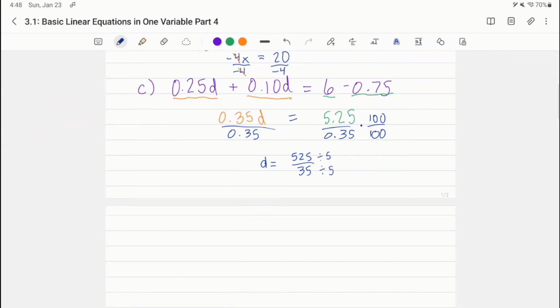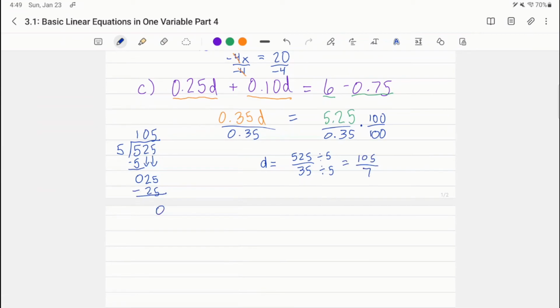I'm going to do 525 divided by 5 off to the side here. So 5 goes in 5 once. 1 times 5 equals 5. 5 minus 5 is 0. Carry down the 2. 5 goes into 2 zero times. Carry down the 5. 5 goes in 25 5 times. Subtract them, we get a remainder of 0. So good. So we get 105, and then 35 divided by 5 is 7.